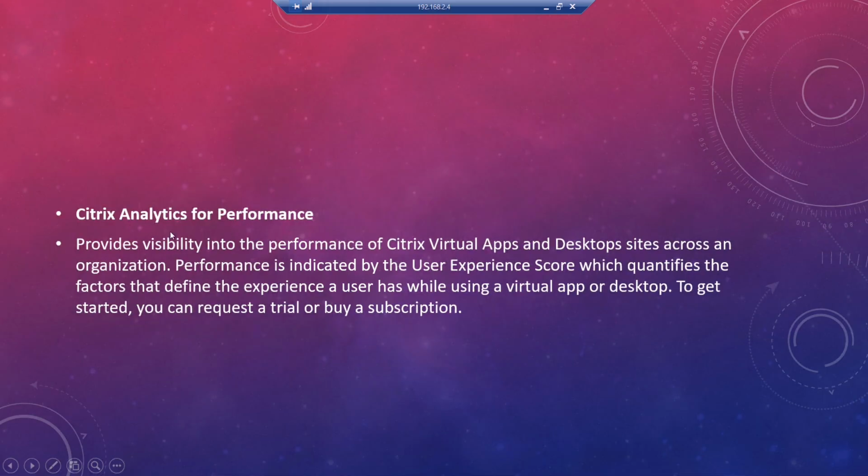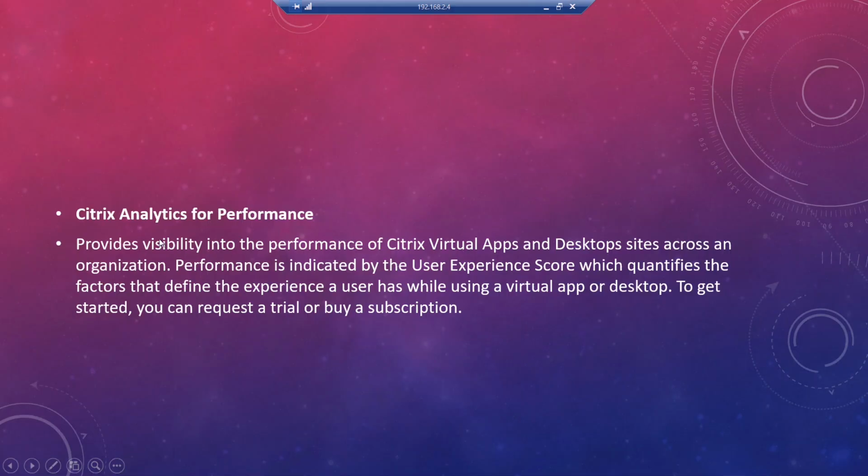Okay, now let's go to the next slide. We also have Citrix Analytics for performance. This is the other section under Citrix Analytics. It provides visibility into the performance of Citrix virtual apps and desktop sites across an organization. Performance is indicated by the user experience score, which quantifies the factors that define the experience a user has while using a virtual app or desktop. To get started, you can request a trial or buy a subscription.